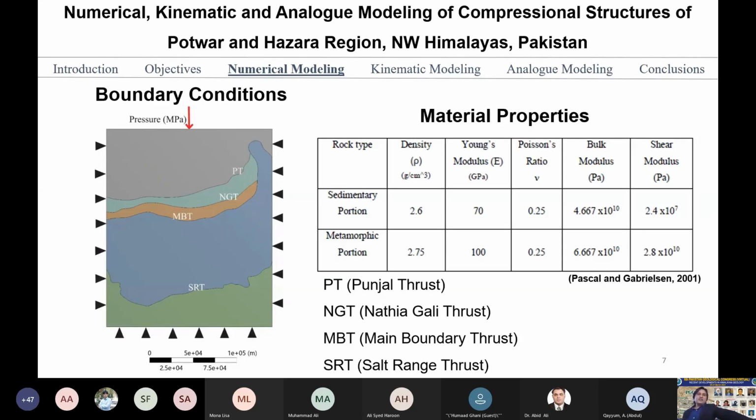In this slide, you can see that there are some boundary conditions. I made a geometry of northwestern Himalaya, in which I introduced Salt Range Thrust, SRT, MBT, Main Boundary Thrust, NGT, Nathia Gali Thrust, and Panjal Thrust. The main focus is on the sedimentary part, which is bounded by PT, Panjal Thrust, in the north, and SRT, Salt Range Thrust, in the south.